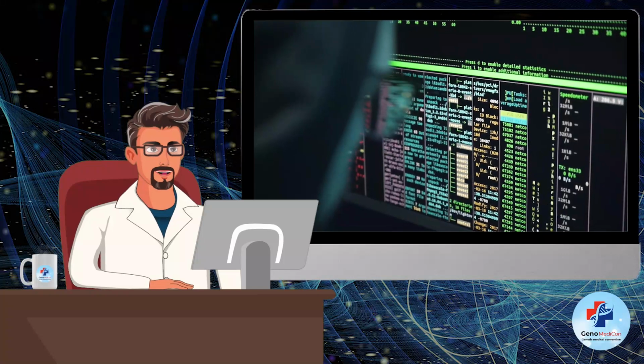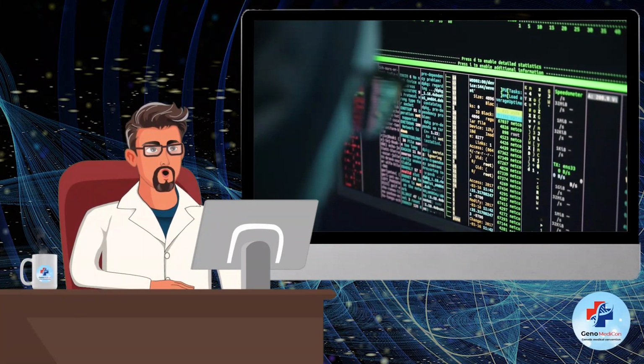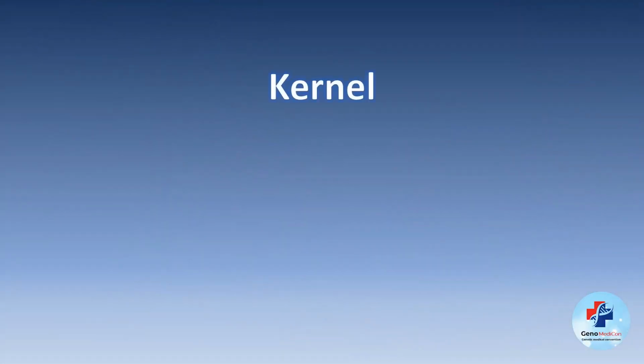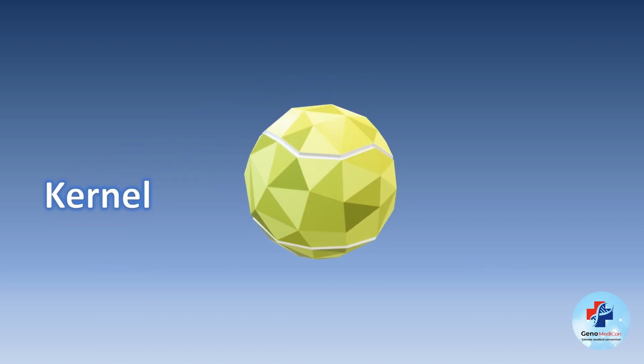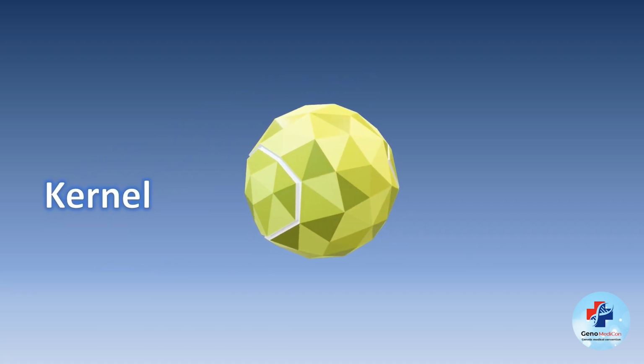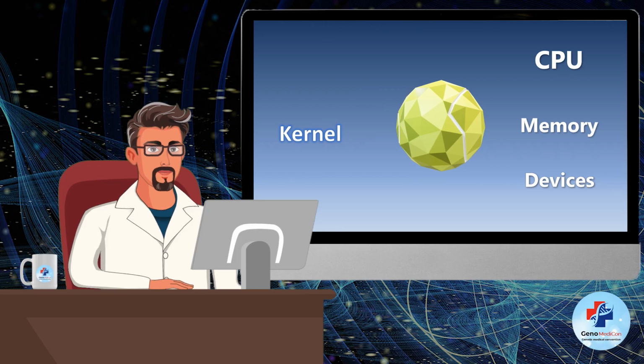But before we get into specific details, you need to understand that in a Linux system, like most other operating systems, three essential components work together to create the user experience: the kernel, the shell, and the graphical user interface, or GUI. The kernel is the core of the operating system. It manages the system's resources, like the CPU, memory, and devices. It acts as an intermediary between software and hardware, handling tasks like memory allocation, process management, and device communication.